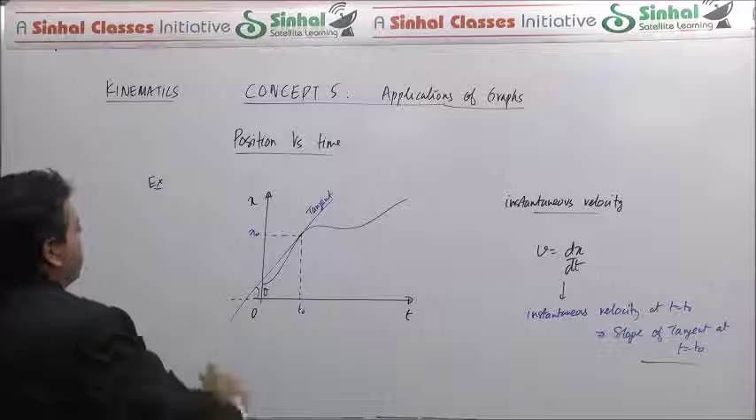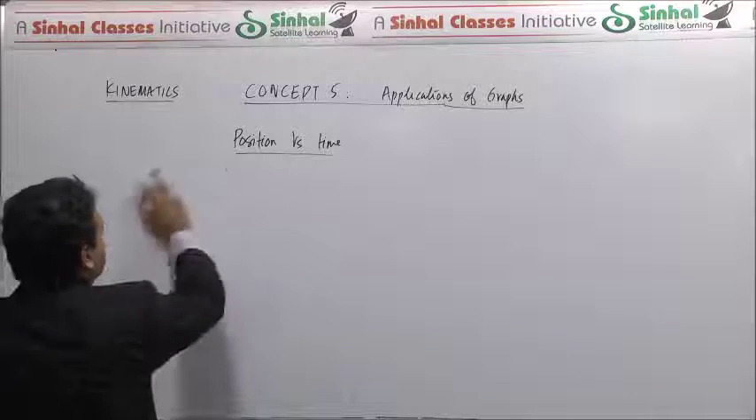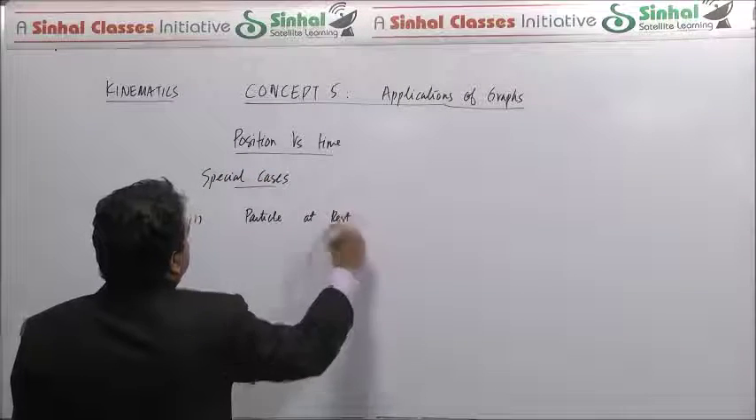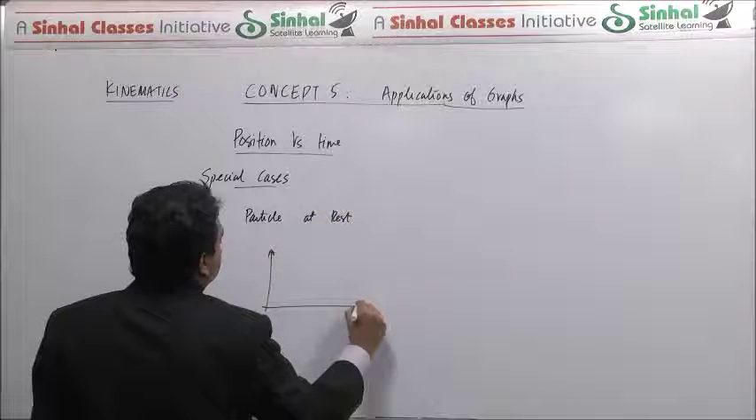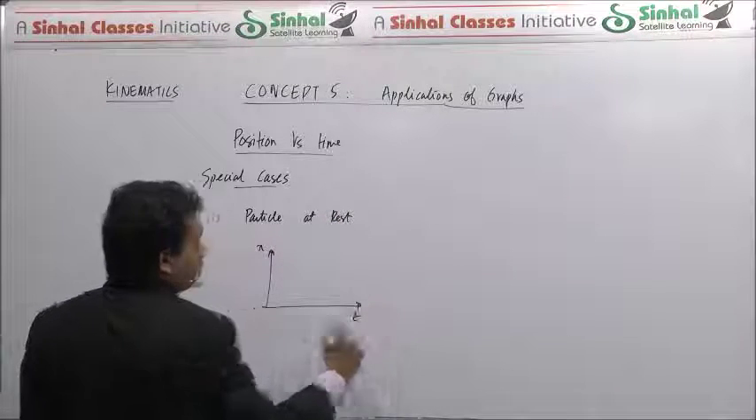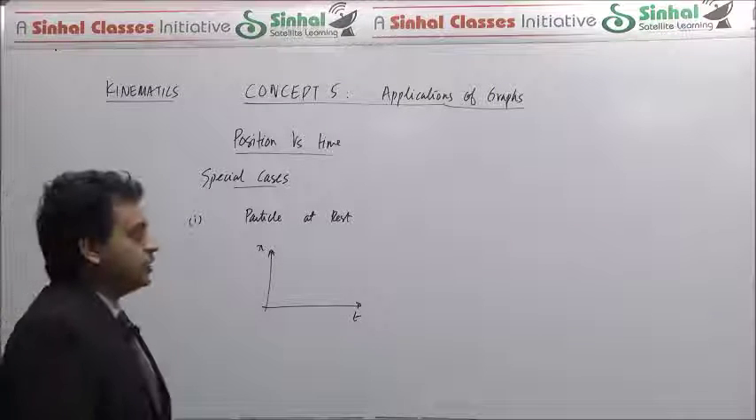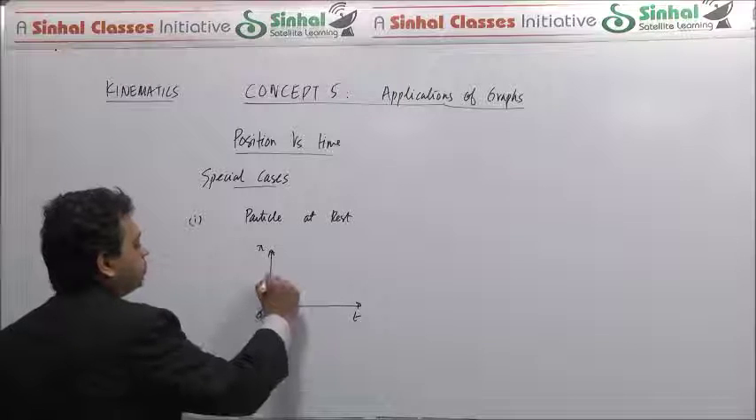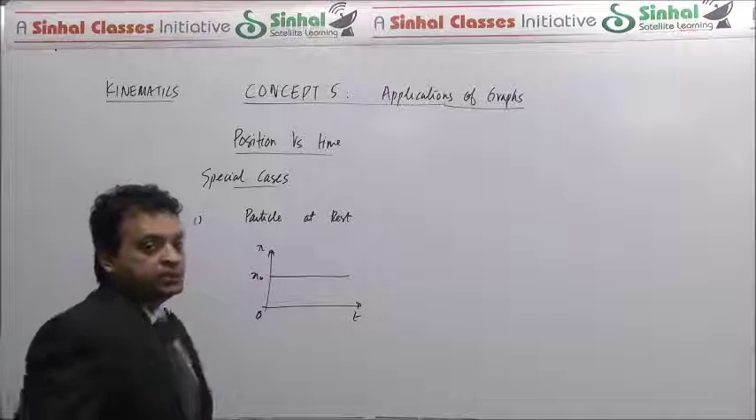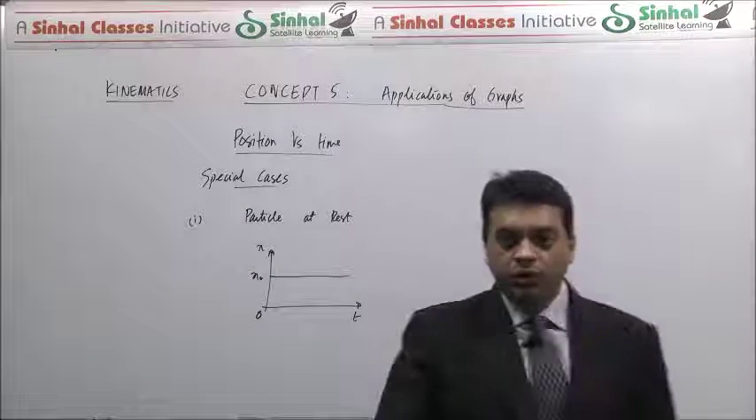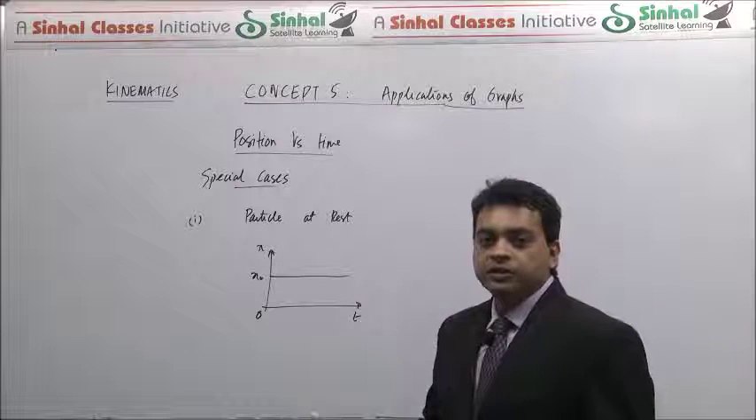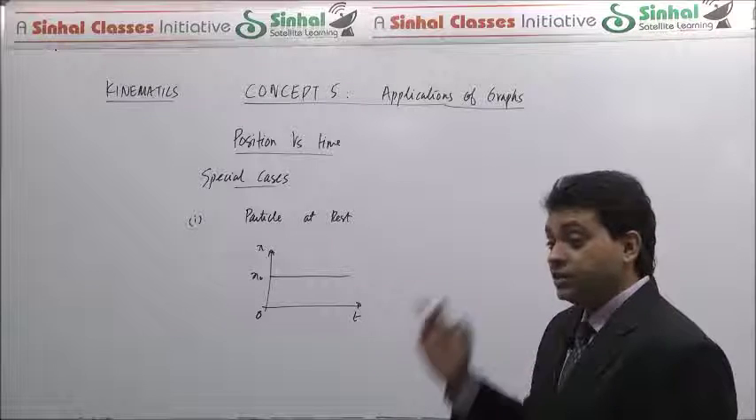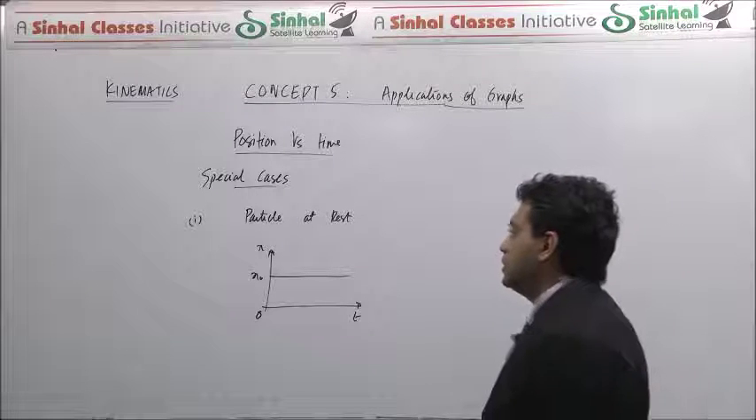Now let's look at some important cases. What would the graph of a particle at rest look like? Basically, the position would not be changing with time. So let us say a particle is at rest at the position x equal to x naught, and the position x naught would remain constant. So if we have a horizontal line as the position versus time graph, the position is constant, and the position being constant means that the velocity is 0, the particle is at rest.